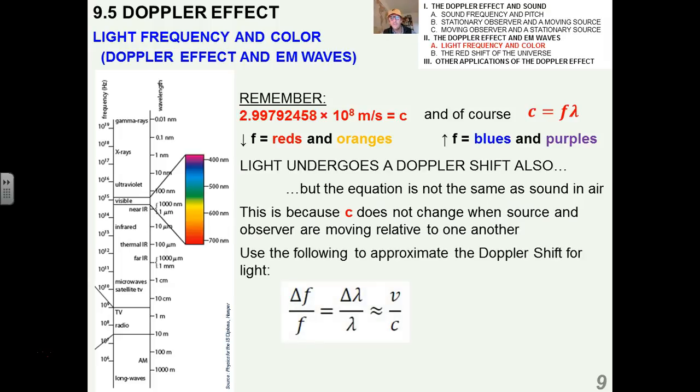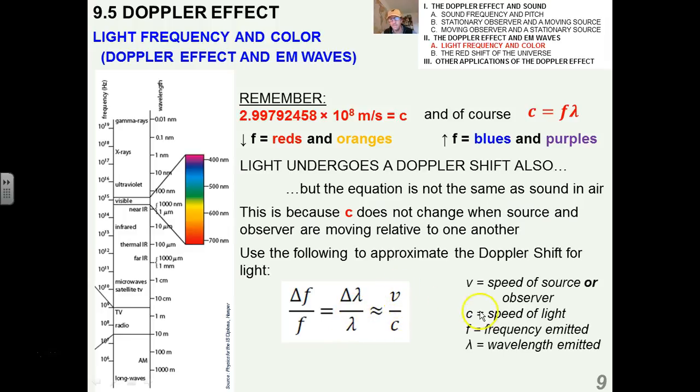But we're going to use the following equation to approximate the Doppler shift for light. You see, it's much easier. So delta f is the change in shift over the original frequency. The shift in frequency over the original frequency equals the change in the wavelength over the wavelength, which is approximately equal to the ratio of v over c, where v is the speed of the source or the observer. So there's no differentiation now between stationary observer, moving source, moving observer, stationary source, etc.